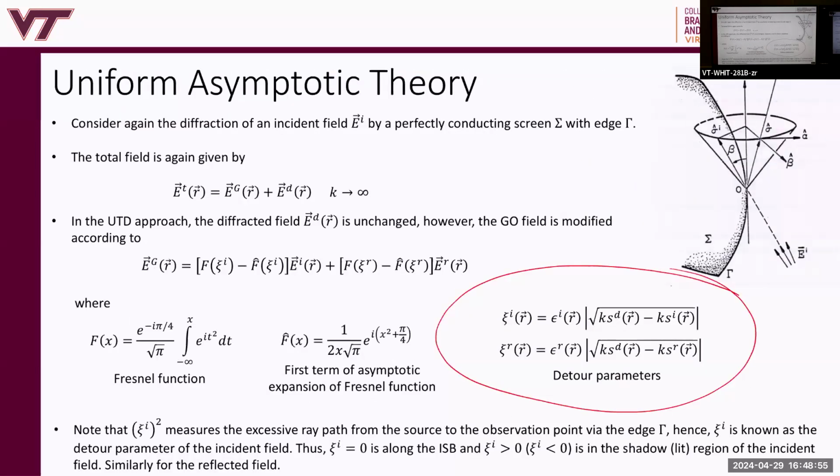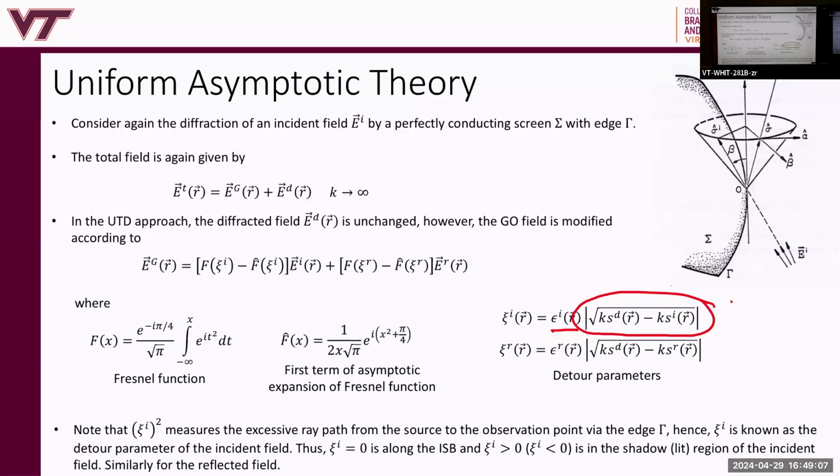So, okay, so what are the detour parameters? Well, when do we apply this thing? So the detour parameters are defined like this. The detour parameter is the shadow indicator, the absolute value of the square root of k times s diffracted minus k times s incident. This one goes from the point of diffraction to the observation point, and this one goes from the source to the point of diffraction, right? And then the reflected is defined similarly. So note that the square of these detour parameters, without the square root, measures the excess ray path from the source to the observation point via the edge gamma.